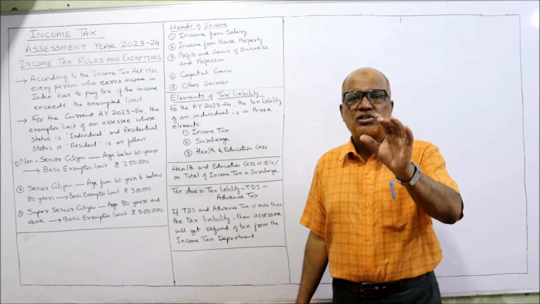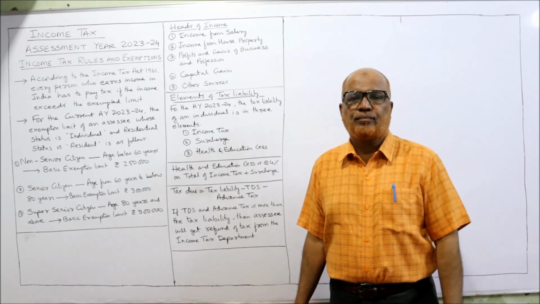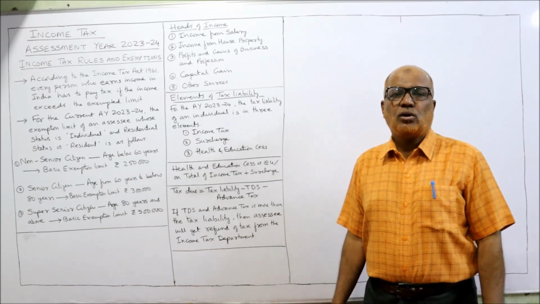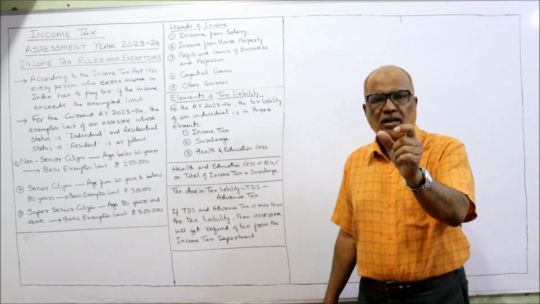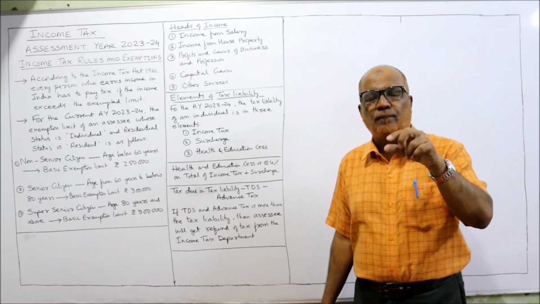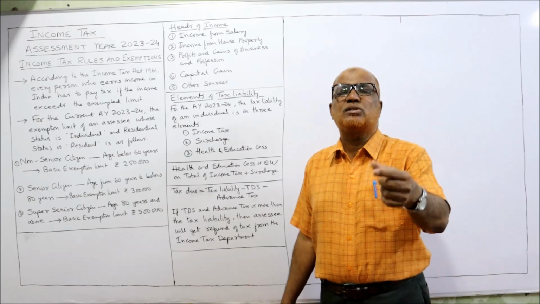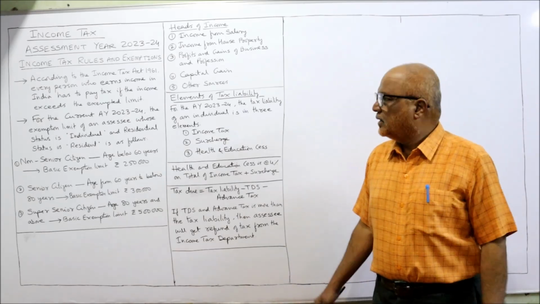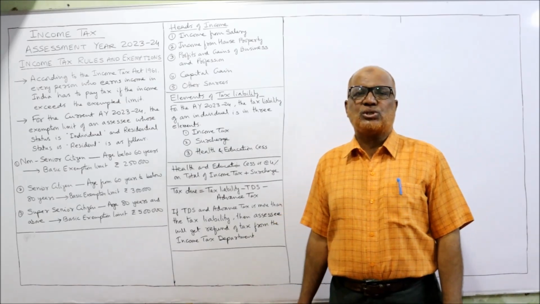Actually, surcharge means tax on tax. It is an additional tax collected by the government. So first we calculate the basic income tax. On that basic income tax, we calculate 10% or 15% or 25% or 37%, depending on the total income. Then we have health and education cess.